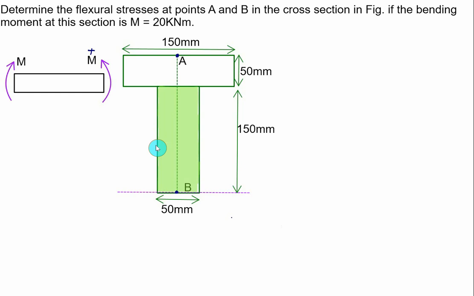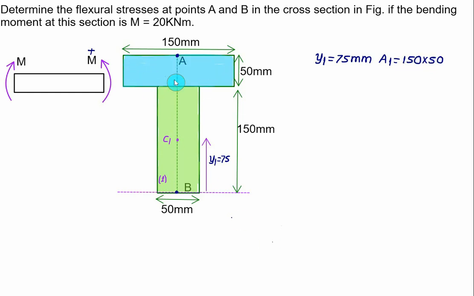So this bottom rectangle will be labeled as 1 and its centroid will be exactly on this symmetry axis. Let me mark here the centroid of rectangle 1 as C1, and from the bottom this height is equal to 75. So we have Y1 is equal to 75 mm and the area A1 is equal to 150 multiplied by 50.